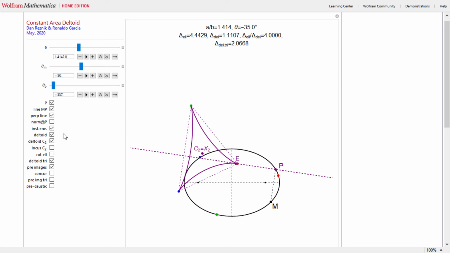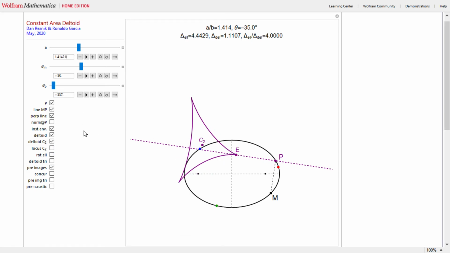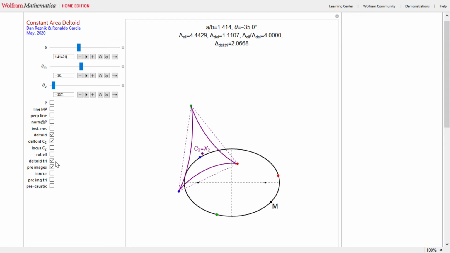Okay, so what do I want to do now? I'm going to turn off a few of these things that we don't need anymore. The deltoid triangle. I'm going to turn off these construction lines. There you go. I'm just going to leave the deltoid. I'm going to turn off the instantaneous envelope as well. We don't need it. So I have 3 dots. I think I need to draw the deltoid triangle so I can see the 3 colors up here. So the 3 cusps are associated with 3 points on the boundary that produce an instantaneous envelope at the cusps.